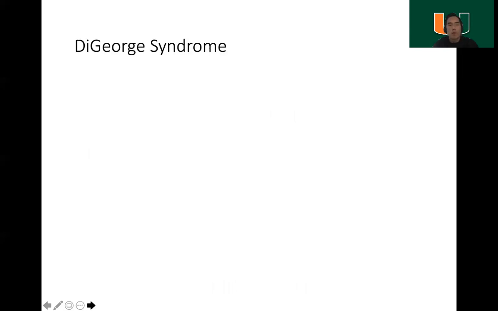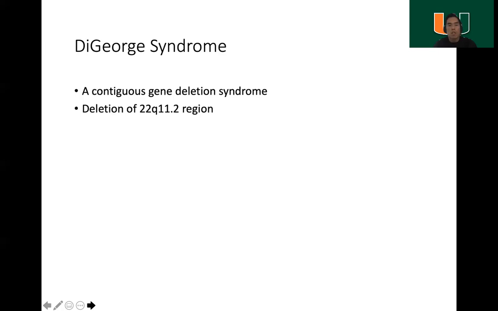So what is DiGeorge syndrome? It is actually a contiguous gene deletion syndrome. Contiguous gene deletion means that you have a very large deletion of a region that encompasses many genes, and you have several phenotypes related to all the genes that are deleted. The deletion is in 22q11.2. So it's part of a big spectrum that we call 22q deletion syndrome, because there are many important genes in that region.